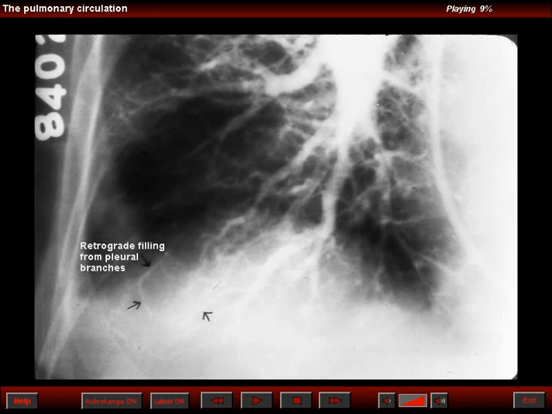This is a close-up of the right base of this patient who had thromboembolic disease. Note the blunted right costal diaphragmatic angle. Note the area of oligemia in the right base, and note that there is a blush at the level of the pleura and retrograde filling of pulmonary arteries that are in the right lower lobe.